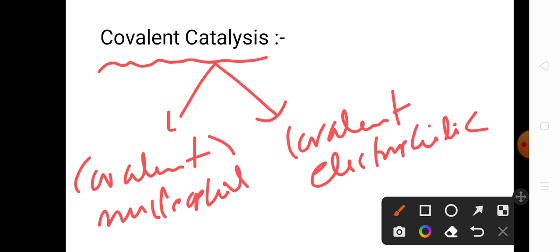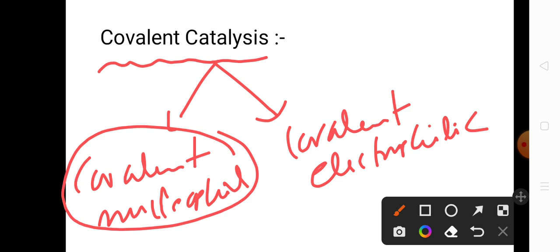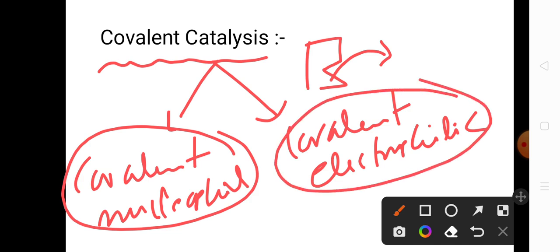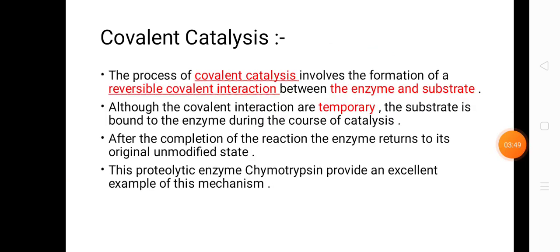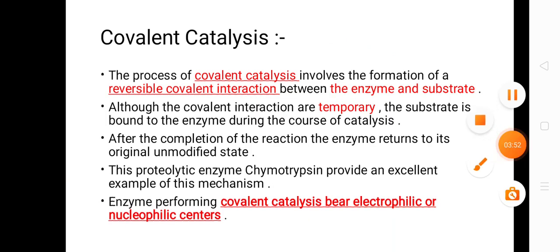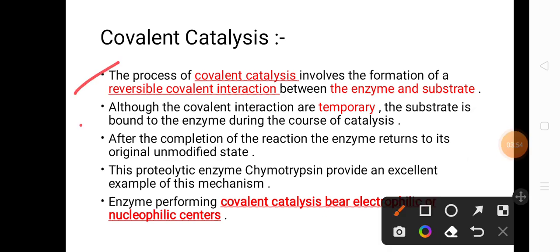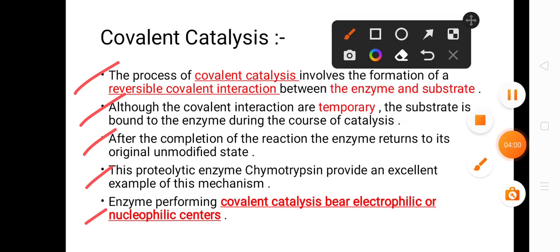In covalent nucleophilic catalysis, remember, the active site of the enzyme should contain a negatively charged nucleophilic group and it will attack an electrophilic center on the substrate. In covalent electrophilic catalysis, the enzyme will contain an electrophilic center and it will attack the nucleophiles on the substrate. So that is the idea. Here I have written all the things that I have explained to you, so you may take a screenshot for further use.